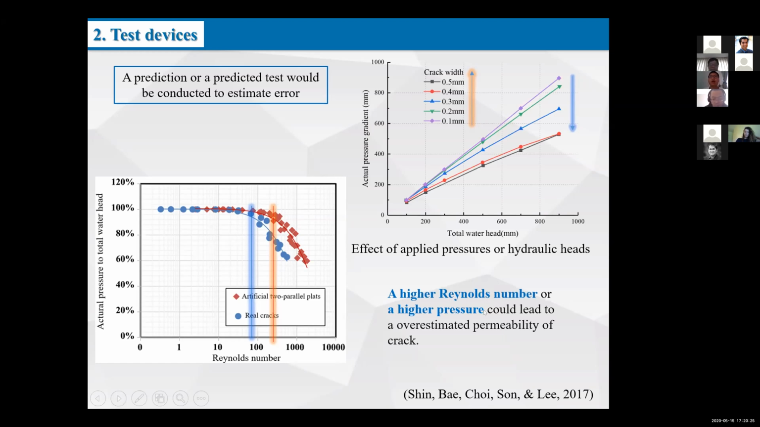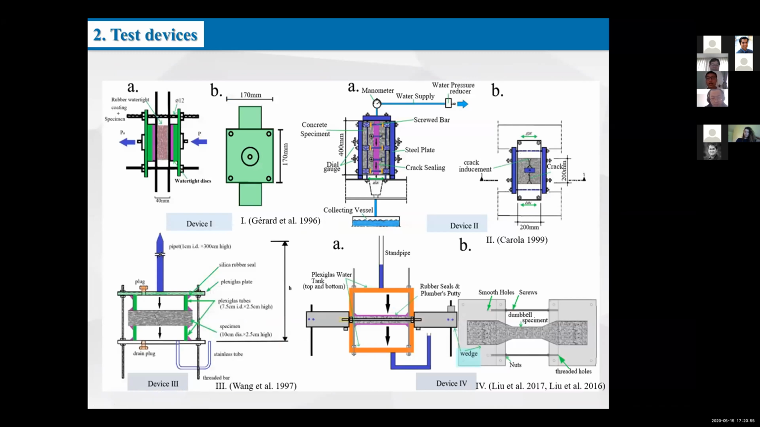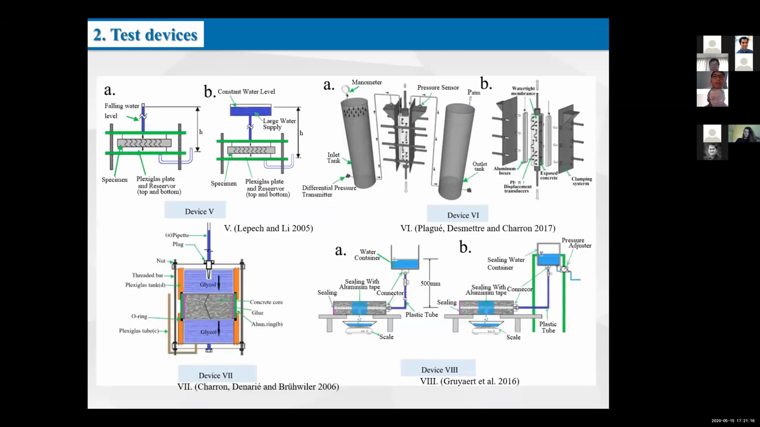A higher Reynolds number or a higher pressure could lead to overestimated permeability of crack. The Reynolds number is larger than 100 for the real cracks and the artificial two parallel plates. The devices are revealed there, which are designed with different purposes. For example, device 4 is designed for testing water permeability of specimens with unrecovered crack width. Although there are many kinds of different devices, they all follow two types.